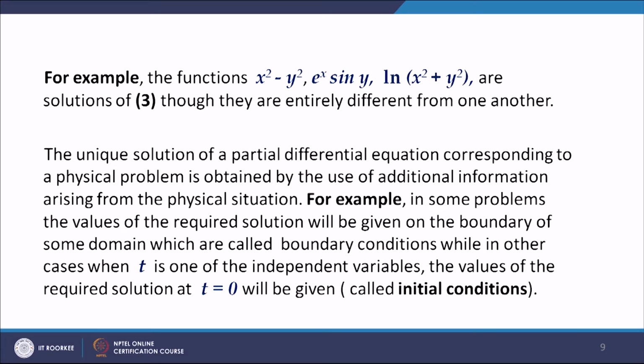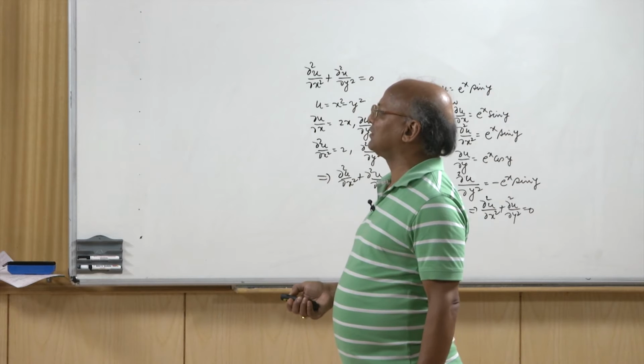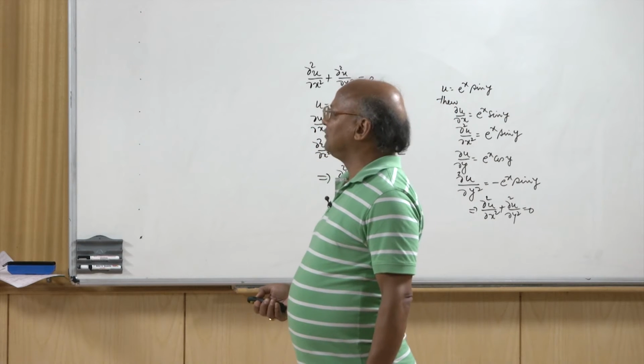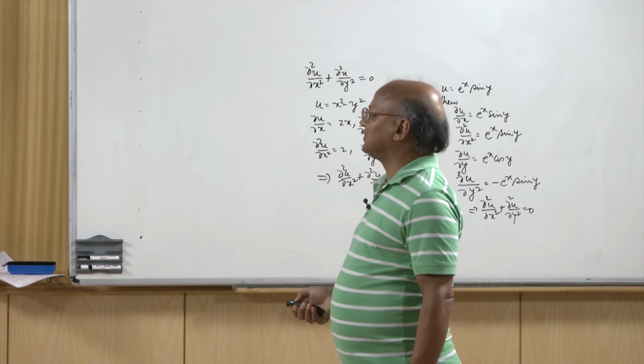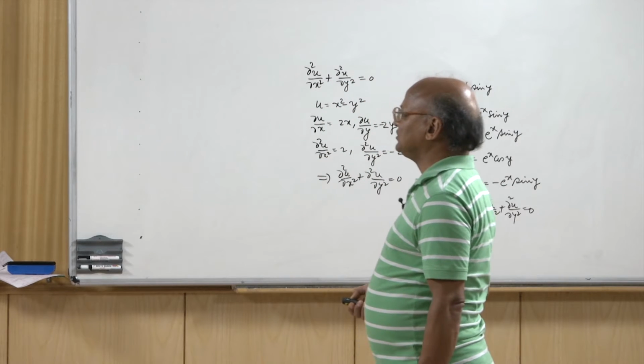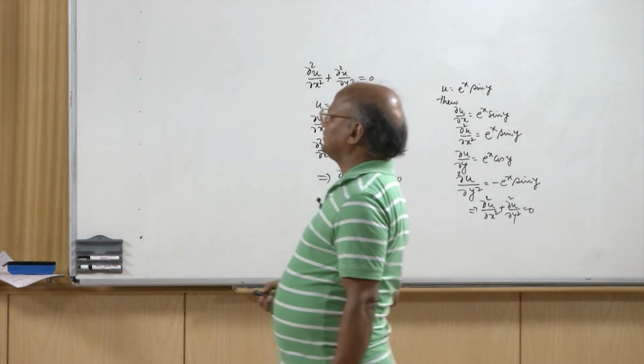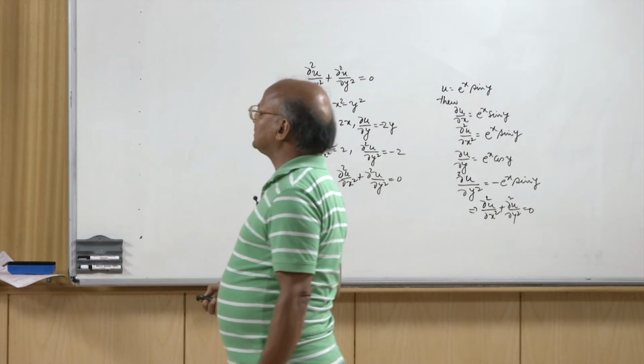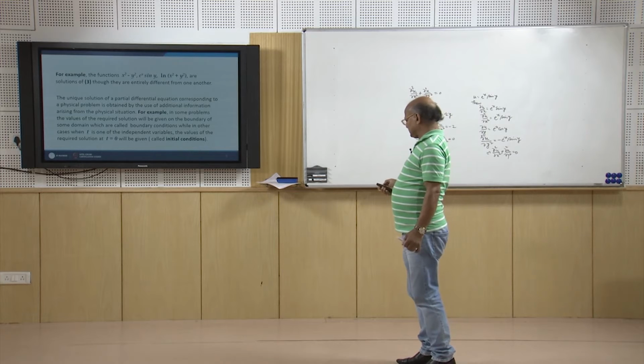Now, one can then see how we can obtain a unique solution of a partial differential equation. The unique solution of a partial differential equation corresponding to a physical problem is obtained by using the initial and boundary conditions which arise from the physical situation. In some problems the values of the required solution are given on the boundary of some domain, which are called boundary conditions, while in some cases when t is one of the independent variables, the values of the required solution at t equal to 0 will be given, and they are called the initial conditions. So, using those initial and boundary conditions, we arrive at a unique solution of the partial differential equation corresponding to a physical problem.